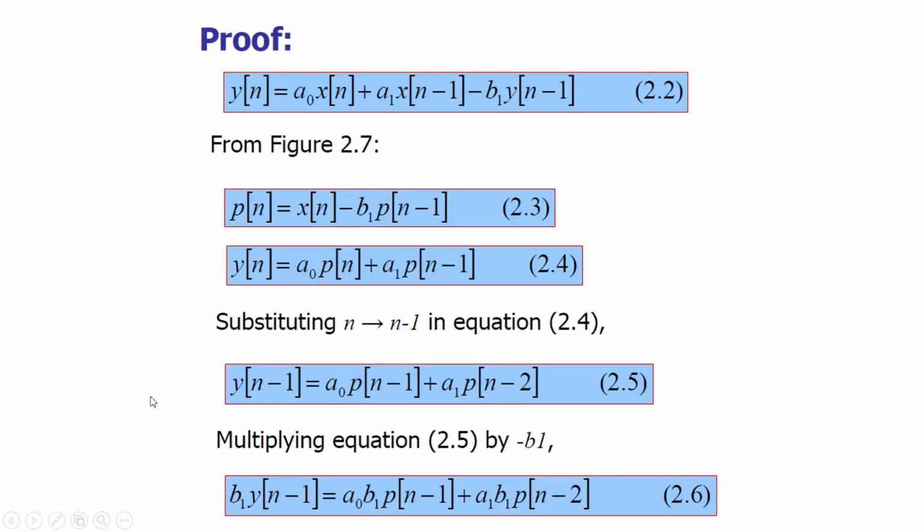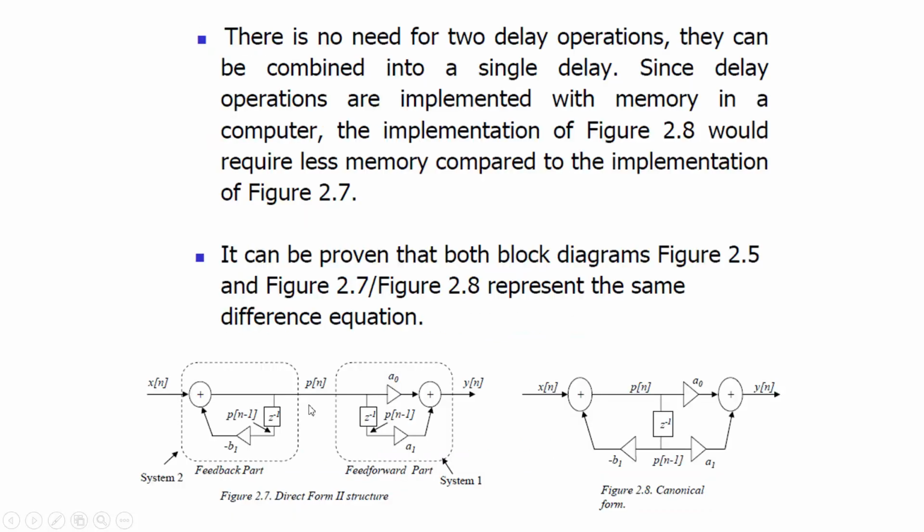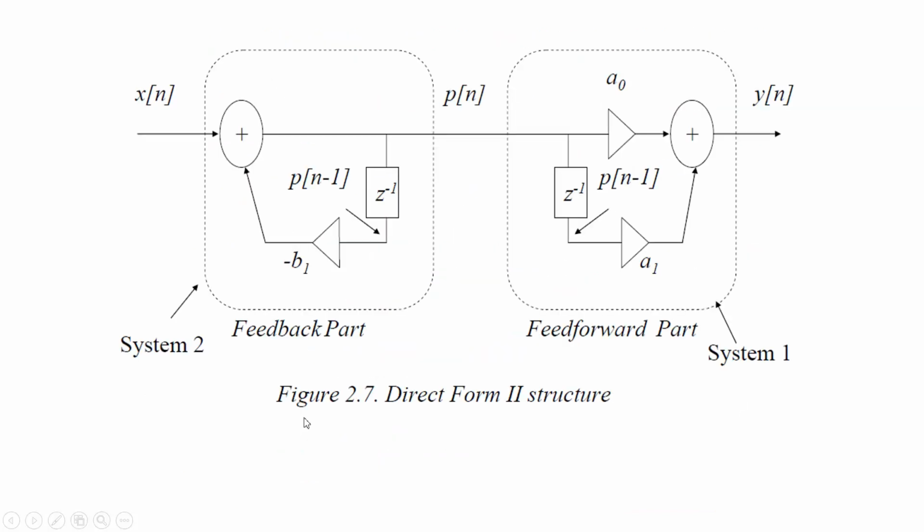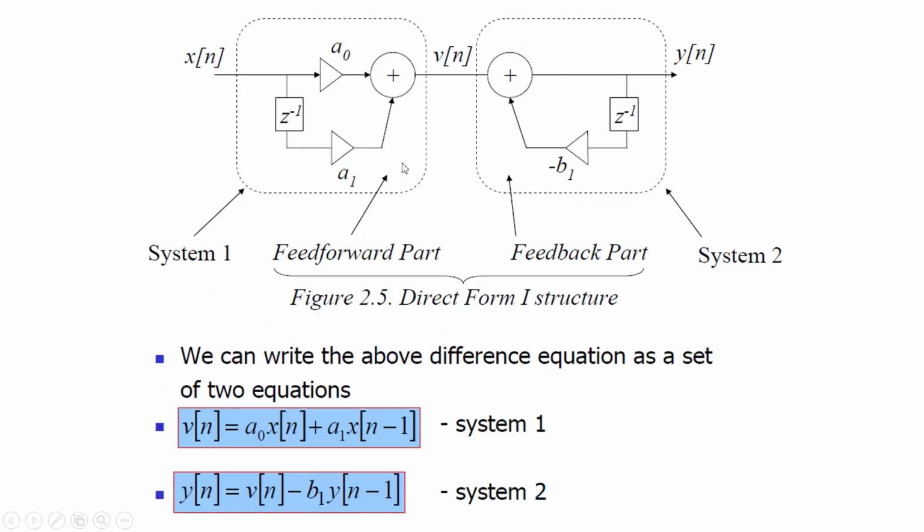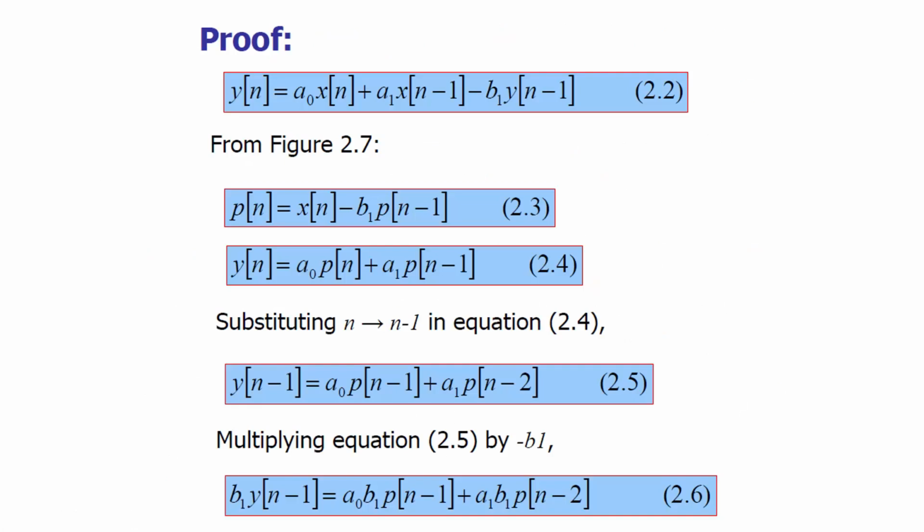as is coming in both types of structures, minus b1, right? So this proof is actually for direct form 1 and direct form 2. It will prove that the two structures, direct form 1 and direct form 2, remain the same. This is my direct form 2. All right, let me come back to the point. This is my direct form 1 structure of the same system that I tried to explain. So this is the difference equation for the direct form 1.